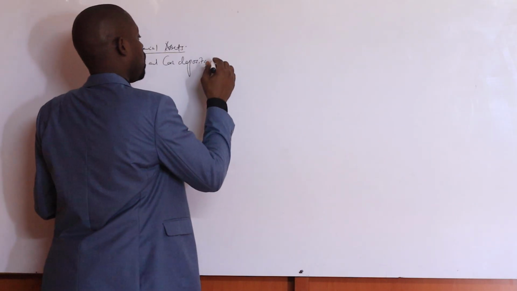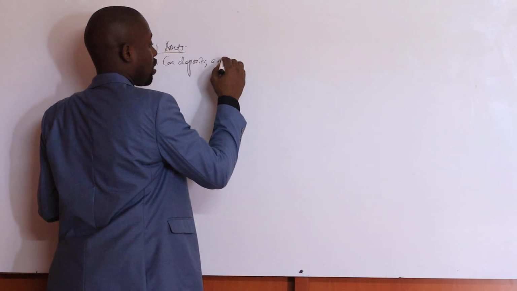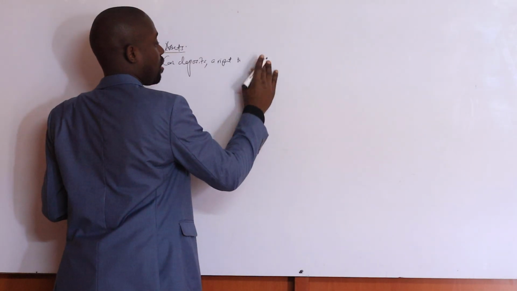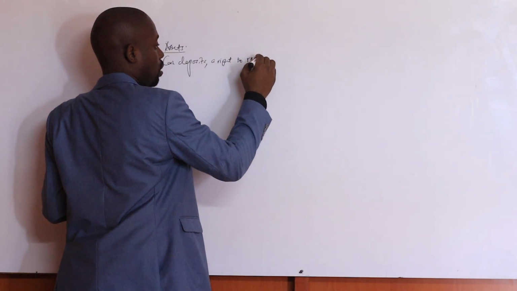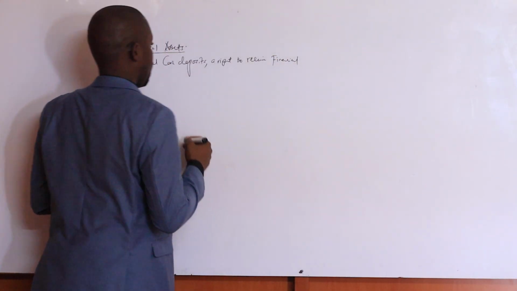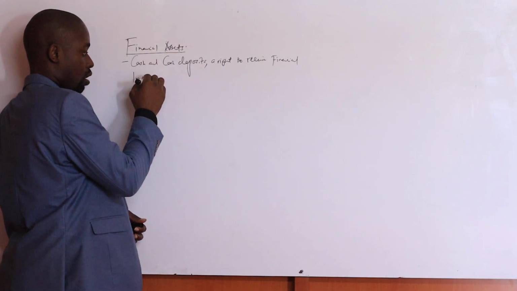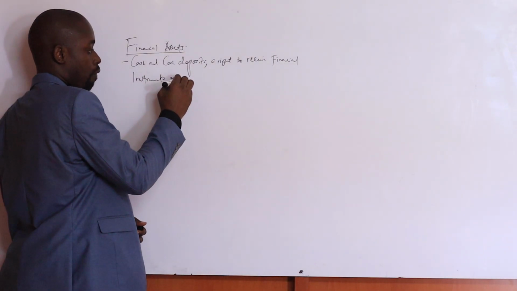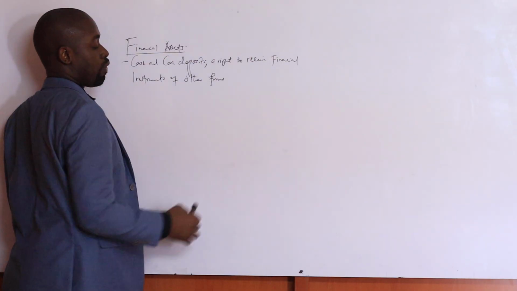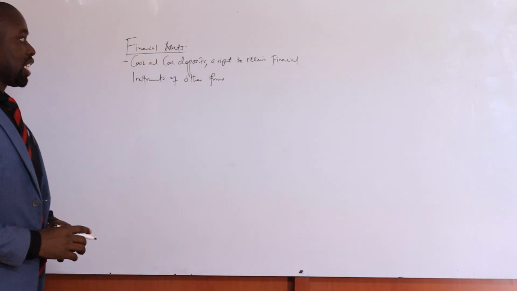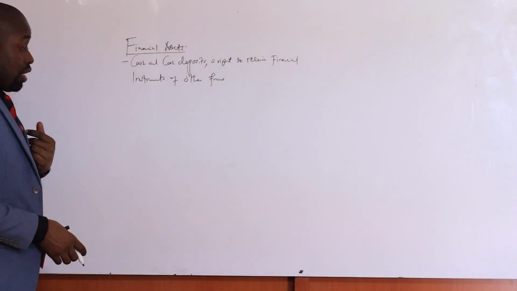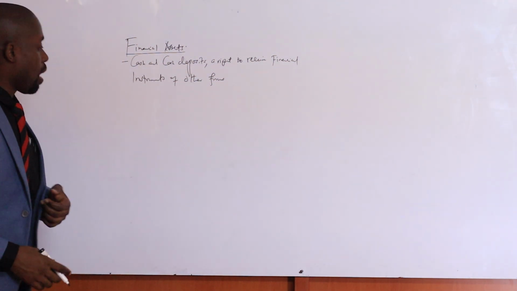Number two, a right to receive financial instruments of other firms. That is, you've paid for shares, you've paid for debentures, but they are yet to be given to you. You have a right to receive that financial instrument from the other firm.